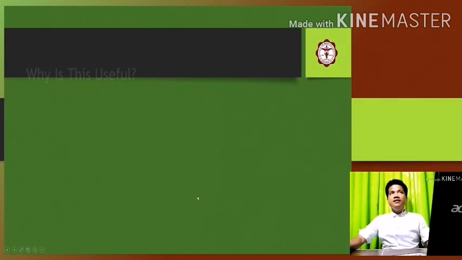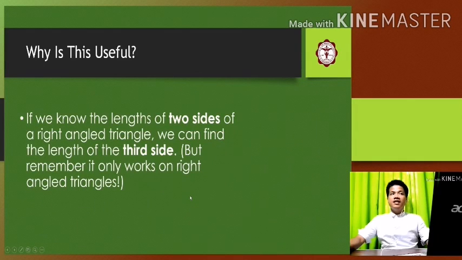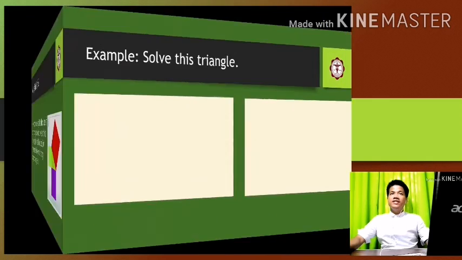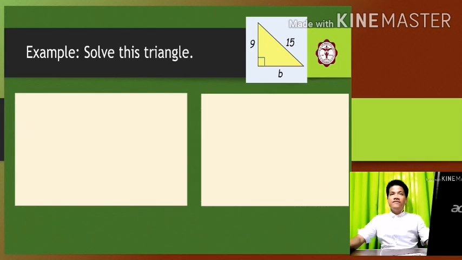Now, why is the Pythagorean theorem useful or important? First, if we know the lengths of two sides of a right-angled triangle, we can find the length of the third side. But of course, you always have to remember that it only works on right-angled triangles. For example, solve this triangle given the sides 9, b, and 15. So b is unknown, we need to solve for b.